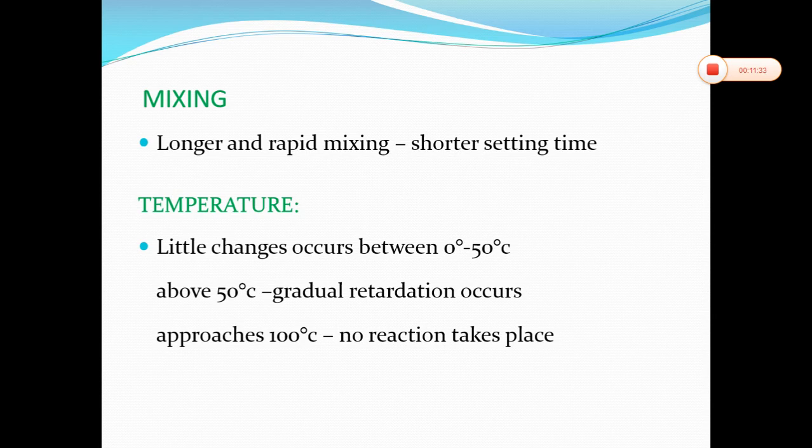The water temperature also affects it. Little change occurs between 0 to 50 degrees Celsius. When you take water for mixing the powder, if the temperature of water is 0 to 50 degrees Celsius, there will be little change in the setting process. If the water temperature is more than 50 degrees Celsius, there will be retardation, meaning setting will take more time. More prolonged will be the setting. As water temperature approaches 100 degrees Celsius, no reaction takes place. So, if temperature is 100 degrees Celsius, no reaction takes place.